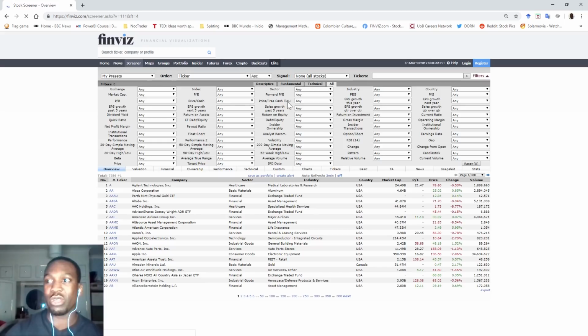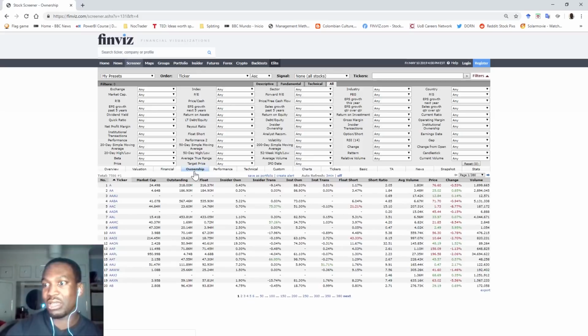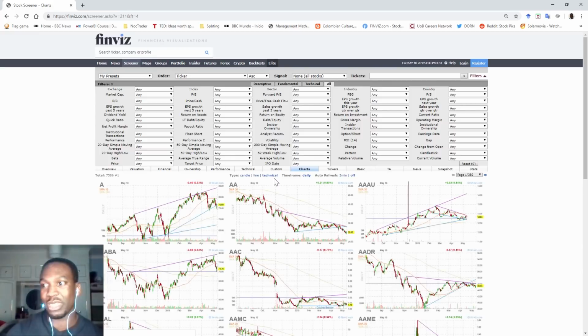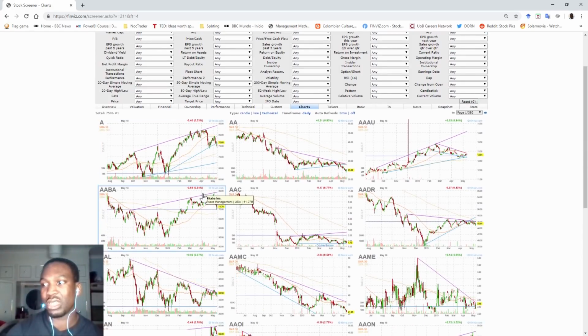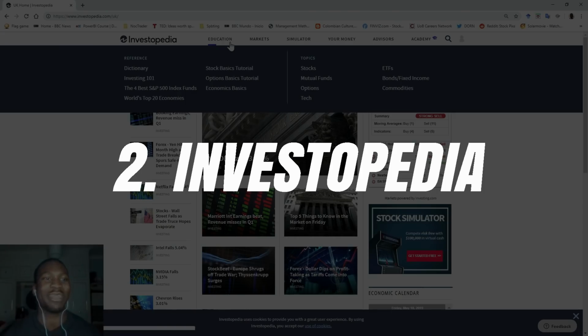And if you click all, it will have all the different criteria that you can filter by. You can filter by sector, you can filter by industry, you can filter by any fundamental stuff like PE ratio, you can filter by technical stuff like patterns. And once you filter it out, you can look at ownership, performance, all types of information. I normally just look at the charts once I filter it down to what I want, and if I see something I like, then I'll add it to my watch list, and I'll research it a little bit further. So yeah, Finviz.